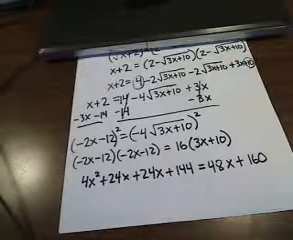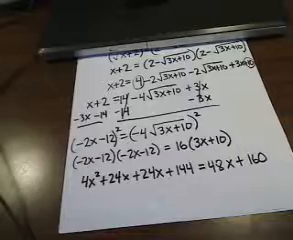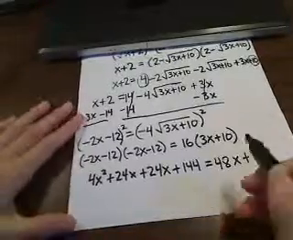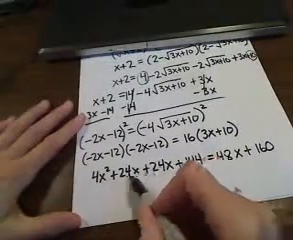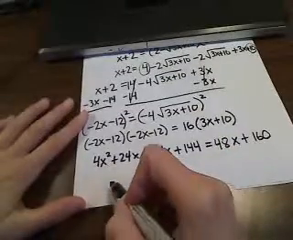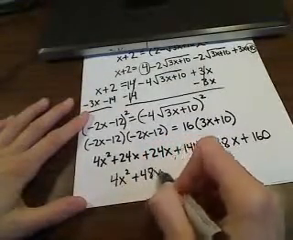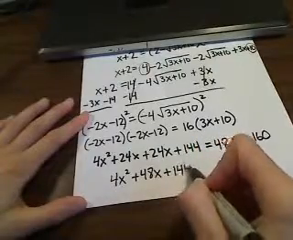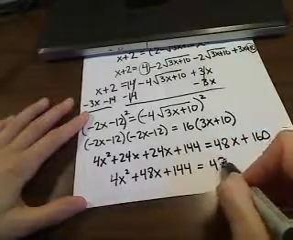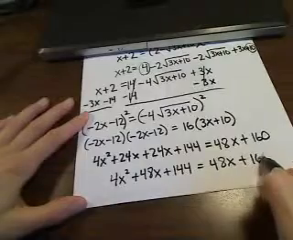Okay, so what I'm going to do now is I have a quadratic, and in order to solve a quadratic, I want to set it to 0. So let's first of all just collect like terms on this left-hand side. I have 4x squared plus 48x plus 144 equals 48x plus 160.